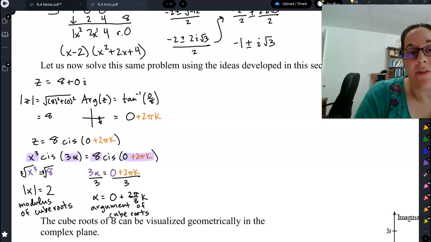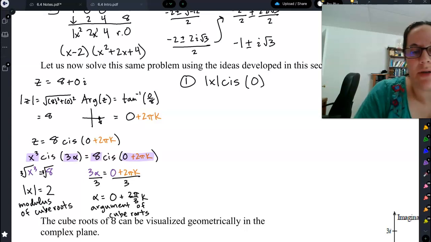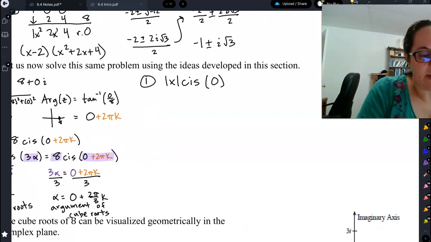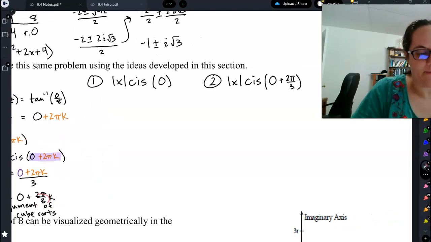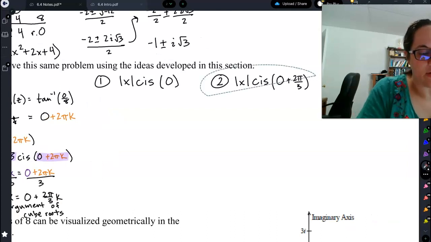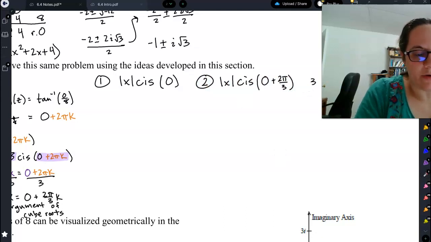Now, remember we learned that if it's a cube root, we should have 3 answers. That we know. So my first answer is going to have the modulus of x, cis, my first argument. My second answer is going to have the modulus of x, cis, my second argument, which is adding 2 pi thirds, because that's how much we're adding each time. And my third answer will be the same modulus, but we're going to add 2 pi thirds again.